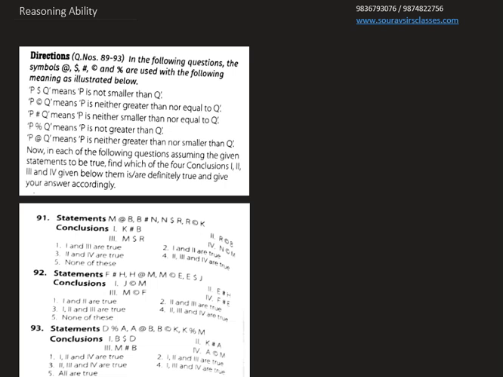Today we are going to solve some questions from reasoning ability. As we know, reasoning is one of the most important portions in any competitive examination, and it is the hardest one also, as it contains the most conceptual complexity. To score high in this section, the only way is rigorous practicing.